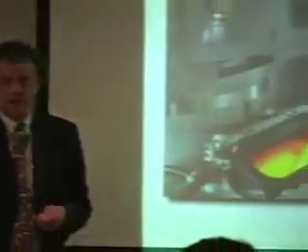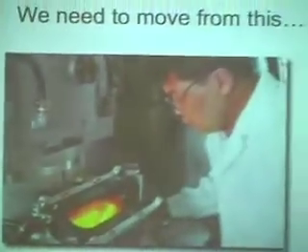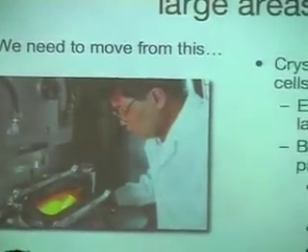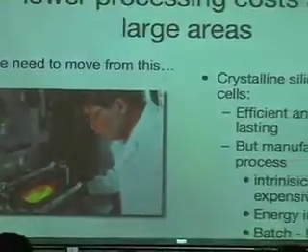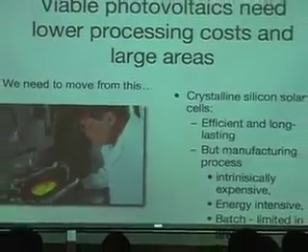So the question to ask is, well, why, if solar energy is so brilliant and there's so much of it, why don't we use it now? The answer, of course, is cost and scalability. The way that solar cells are made now is by using silicon, by expensive, intrinsically high temperature batch processes. The products are excellent, they're efficient, long-lasting, but the manufacture is very difficult to scale.